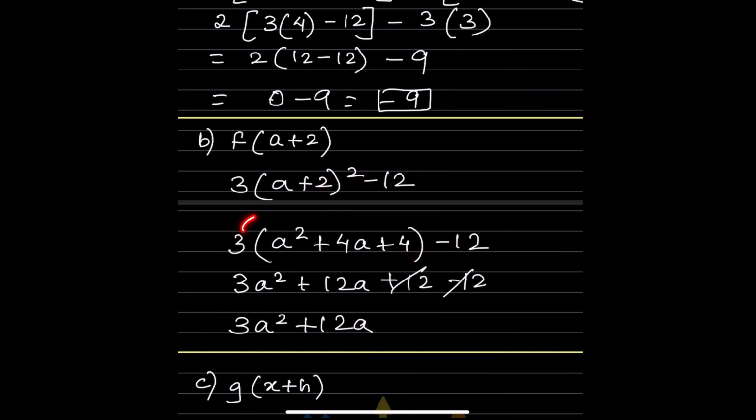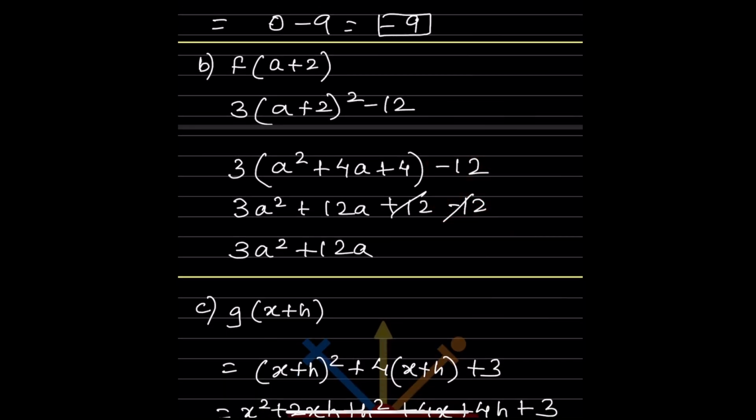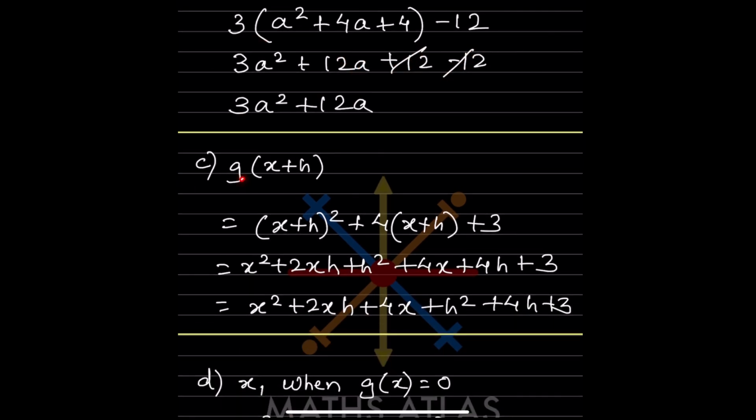So now what are you going to do? You are going to expand this, 3a square plus 12a plus 12. So this is what is written over here, and this minus 12 as it is. So now what we can do, plus and minus, we can cut 12, and what remains is 3a square plus 12a.